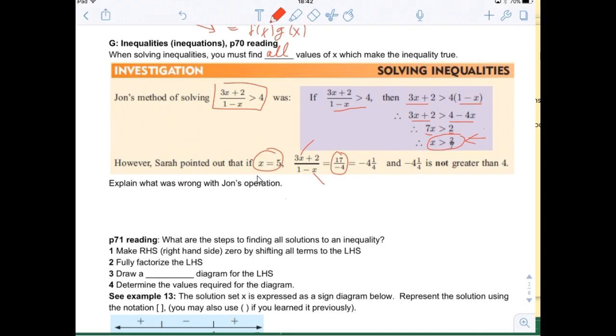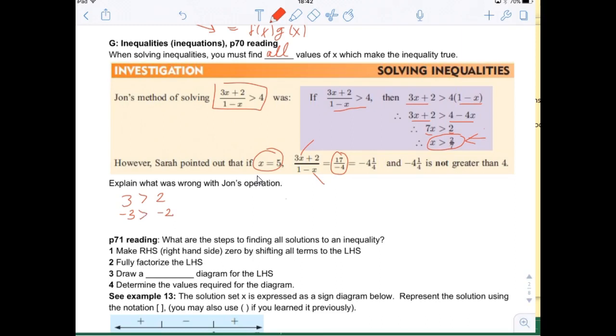This brings up that age-old rule that if you divide or multiply both sides of an inequality by a negative number, then you need to invert the inequality. So for example, if you have a really simple statement like 3 is greater than 2, I'm going to multiply both sides by negative 1. The left side becomes negative 3, and the right side becomes negative 2.